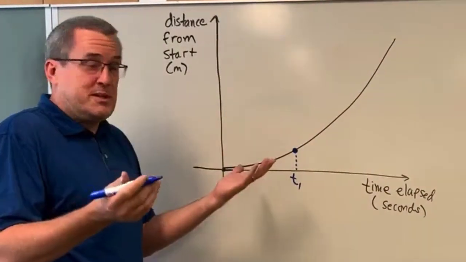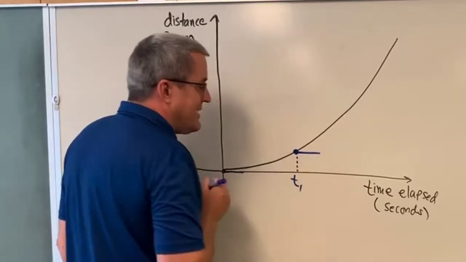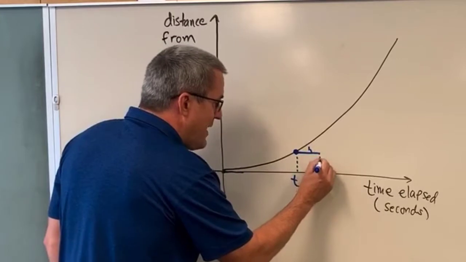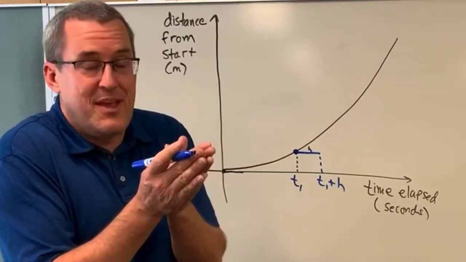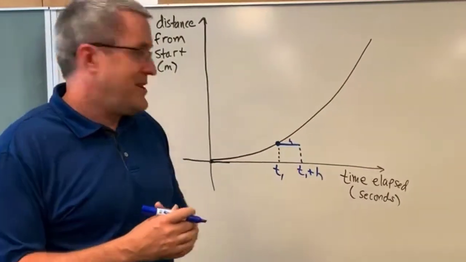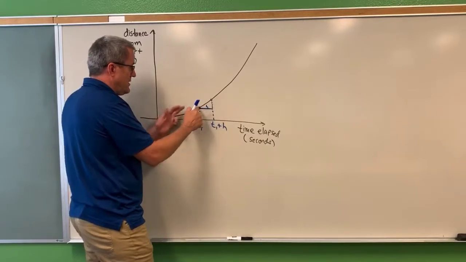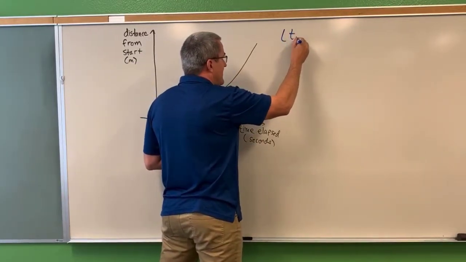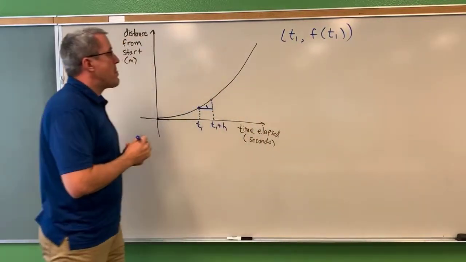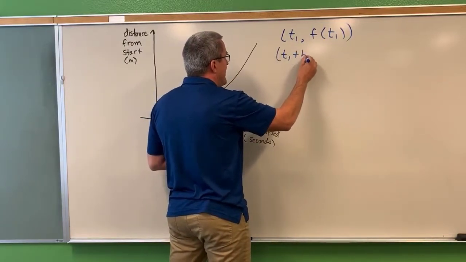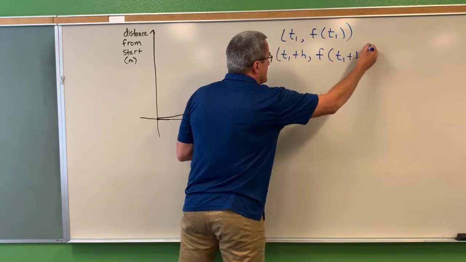Now, in order to determine a speed, we have to know something about how far he ran over some change in time. So let's say we want to move over a distance in time that we're going to call h. And at that moment in time, we're now at t sub 1 plus some amount of time h. That h could be really small, like 1/10,000th of a second, or it could be 10 seconds, whatever you're trying to communicate. But the idea is this: in that change in time, his distance also changed. So at t sub 1, the ordered pair would be t sub 1 and then the function evaluated at t sub 1. And at time t1 plus h, we would insert that into the function and determine where the runner was at that time, f of t1 plus h.